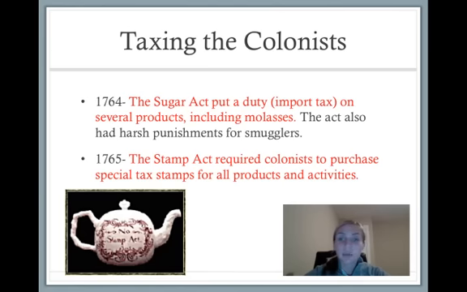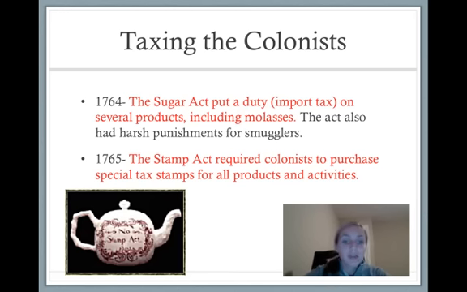So when we discuss imports and exports, imports are things that you take into the country. So if they are taking molasses into the colonies, there will be a tax on it because it came from somewhere else. They also had harsh punishments for smugglers, so they increased their control on how they provided consequences to the colonists as well.